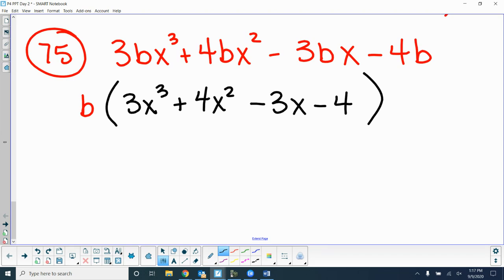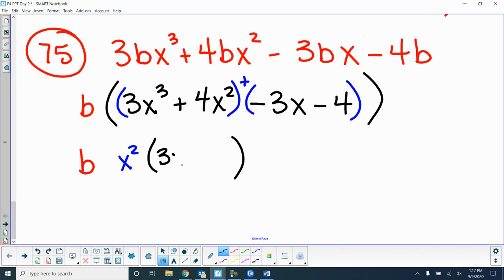4 terms, so how do we factor it? What's this called when I do this? Grouping, right? There's a minus sign there, put it inside, make it plus in between, factor out the GCF. So we got our B, and then factor out the GCF, which would be x squared. And I get 3x cubed divided by x squared is 3x, and 4x squared divided by x squared is 4.